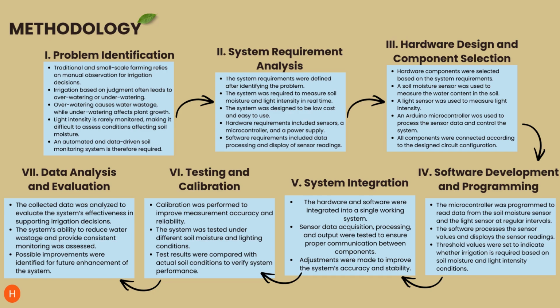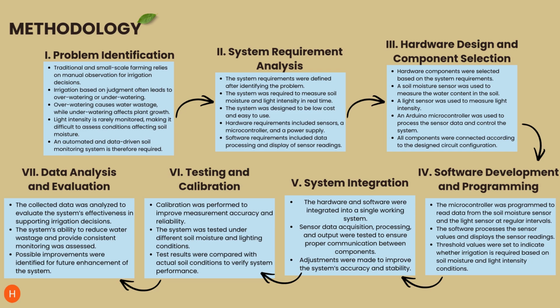The fourth step is software development and programming. The microcontroller was programmed to read data from the soil moisture sensor and the light sensor at regular intervals. The software processes the sensor values and displays the sensor readings. Threshold values were set to indicate whether irrigation is required based on soil moisture and light intensity conditions.